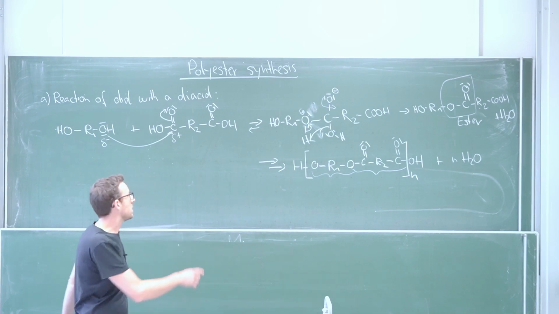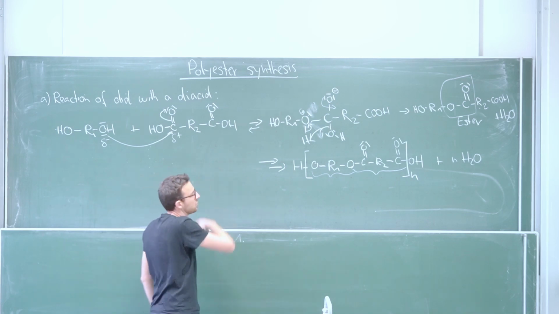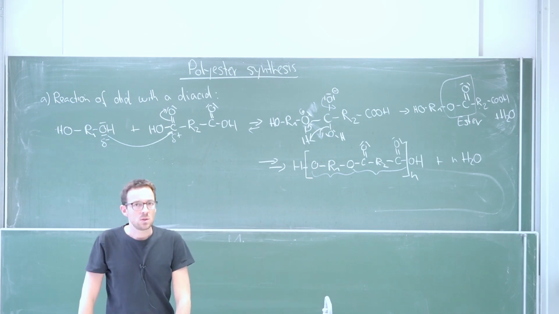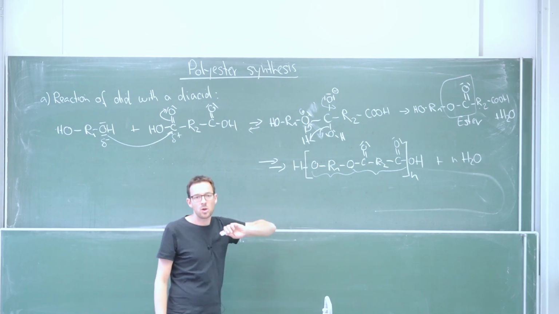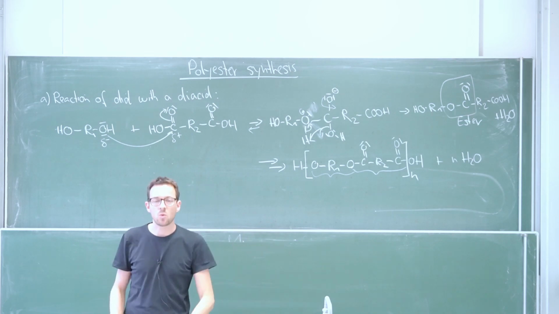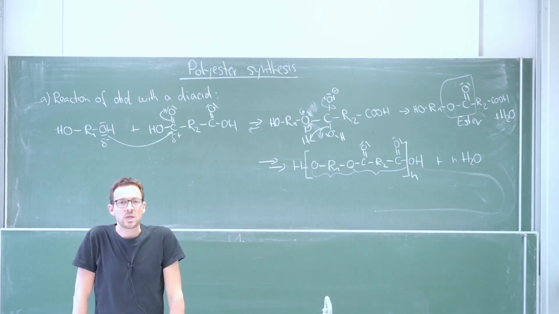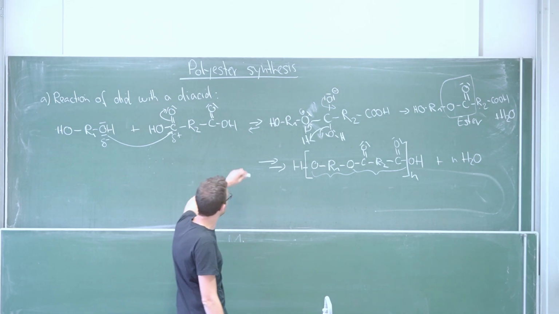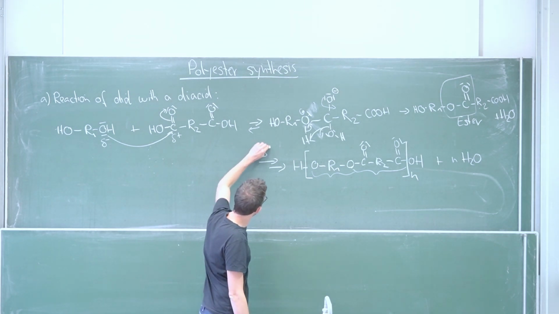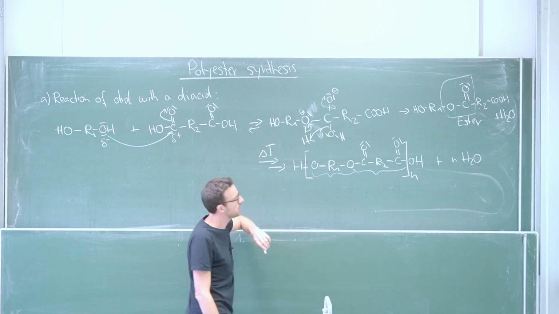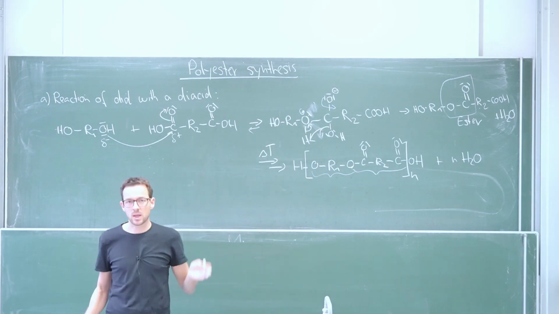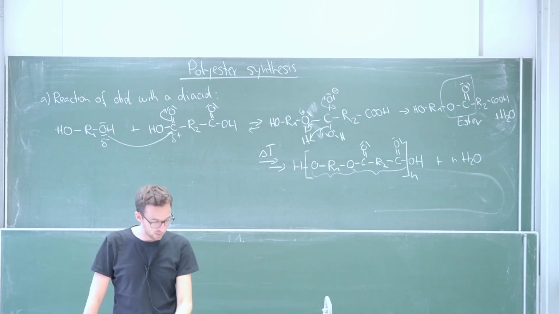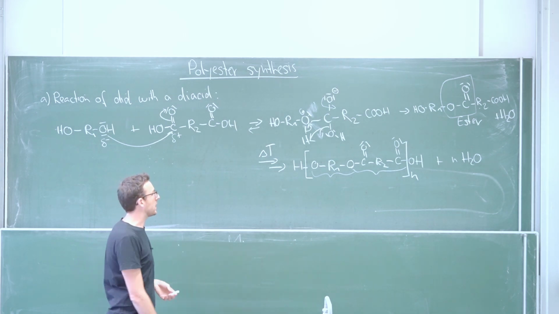So now since this is an equilibrium reaction, we need to do something to push the reaction onto the side of the polymer. And very clearly, if we release water, then what we can do is simply heat up or remove water by any other means. So if we increase the temperature here, water will evaporate and we can drive the equilibrium to the side of the product. And this is how we can form polyesters.